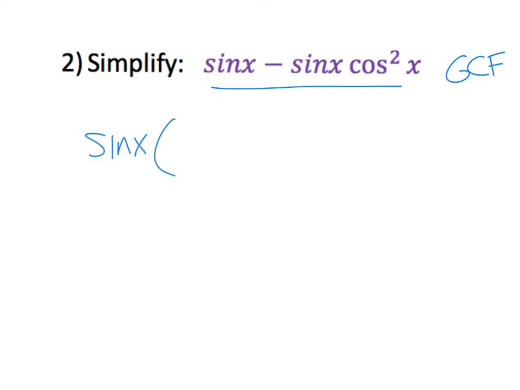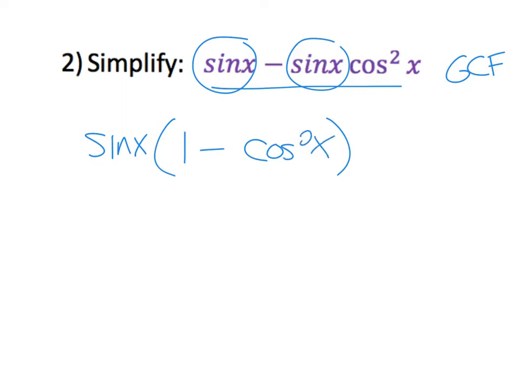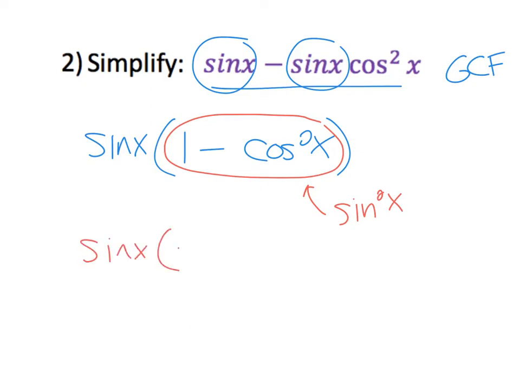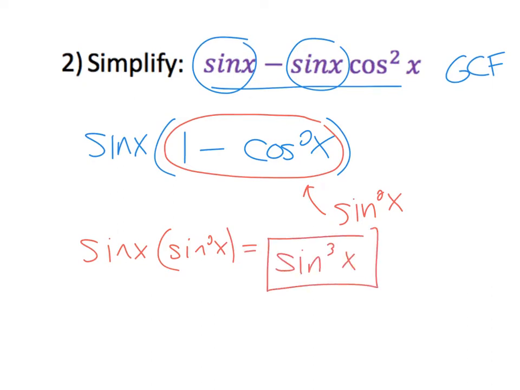And so if I factor that out, well, from itself, you have to have a placeholder 1. And if I factor it out from the second term, you're left with minus the cosine squared term. And by doing that, we quickly see that 1 minus cosine squared is an identity. In fact, that equals sine squared itself. And so now it becomes sine of x times sine squared of x, which ends up being sine cubed of x, and that's our final answer.